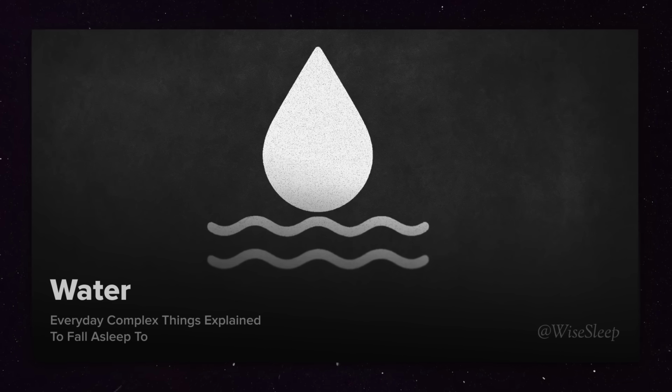Water also changes form. When it gets cold enough, it becomes ice. When it's heated, it turns into steam. These changes happen all around you: when ice melts in a glass, when you see fog on a mirror, or when clouds form in the sky. That's water moving between its solid, liquid, and gas states.